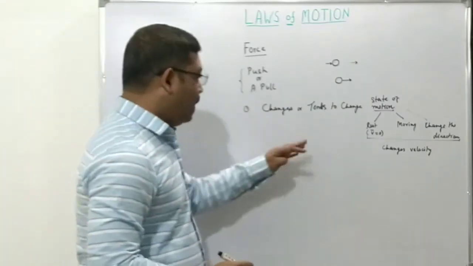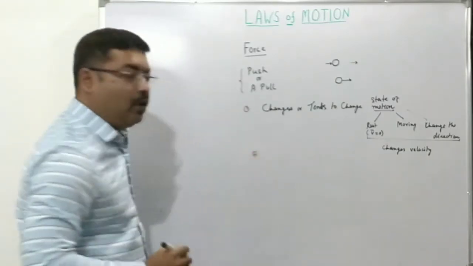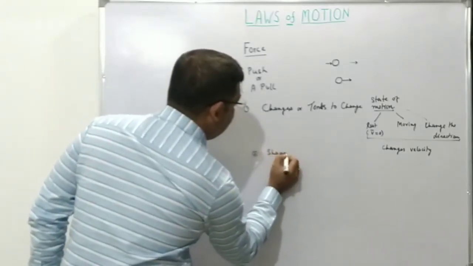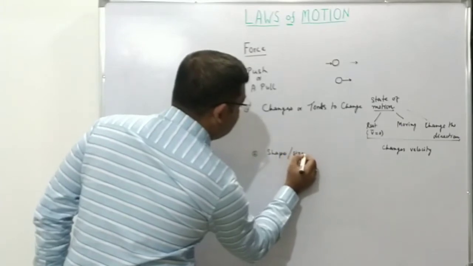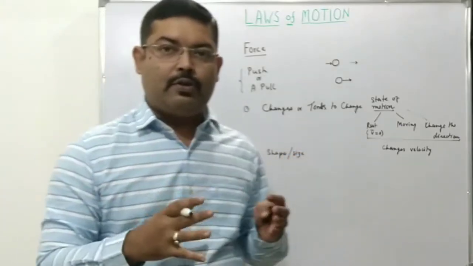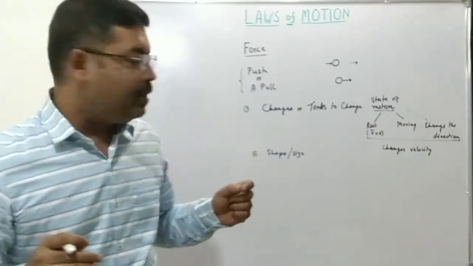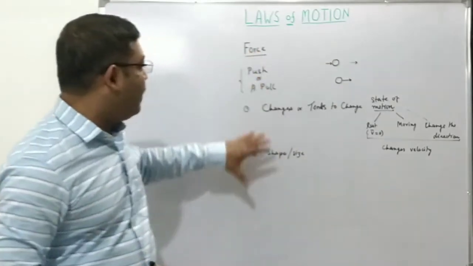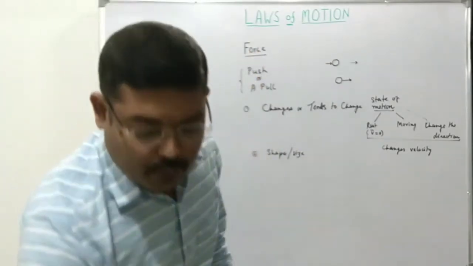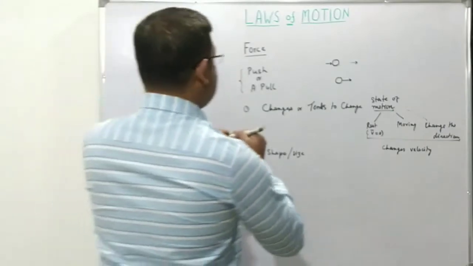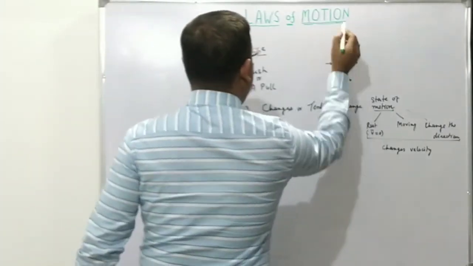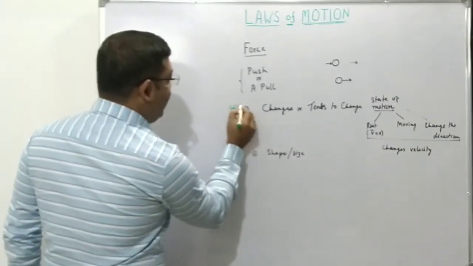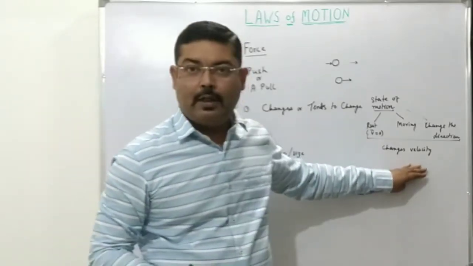Okay, further, force can also change the shape or size of an object. We can squeeze the balloon, or we can stretch the elastic band or rubber band, right? So these are the effects of force. Now in laws of motion, since the topic itself says it's about motion, the aspect of force that we'll be discussing is how it changes the velocity.